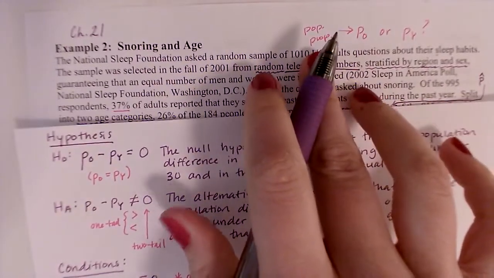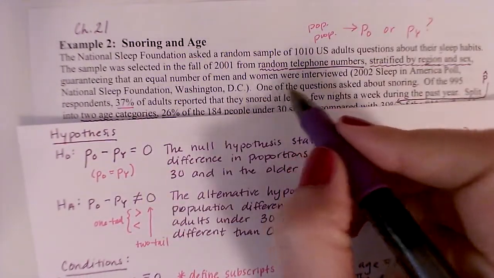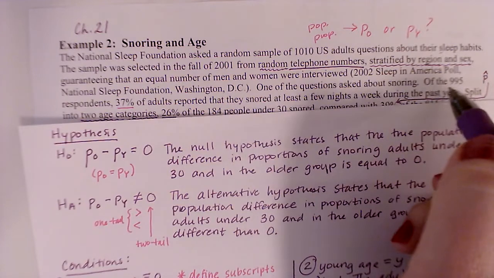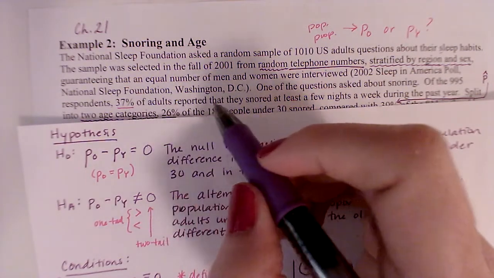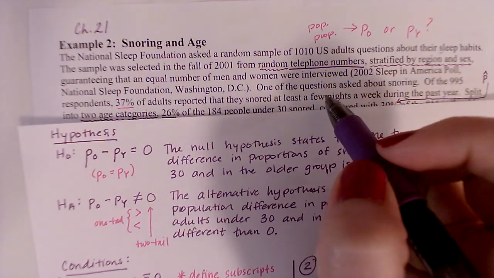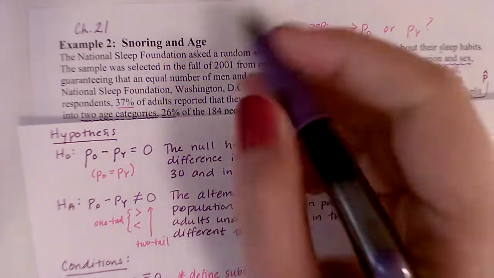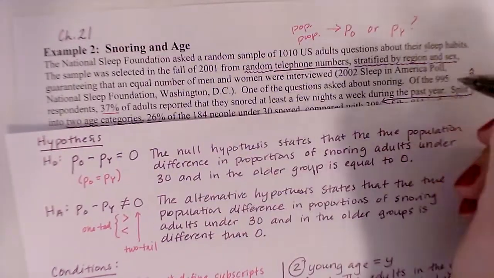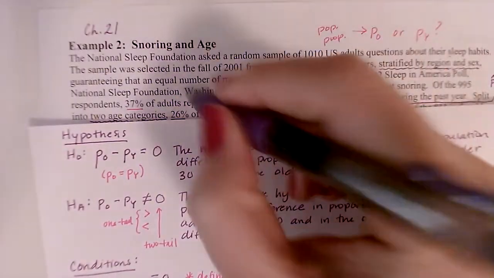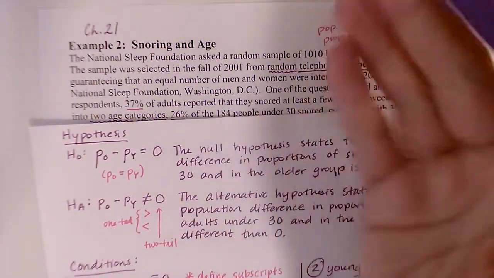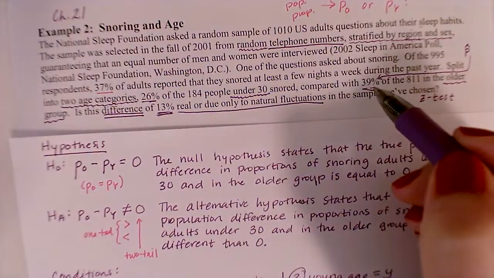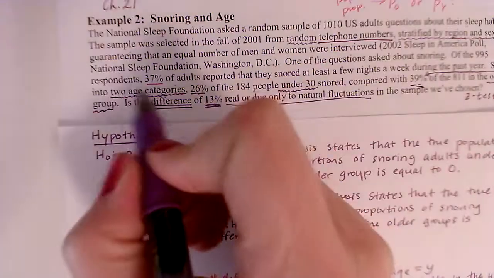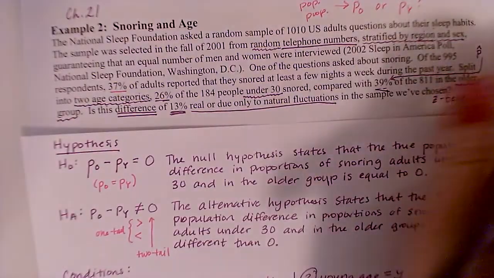The only population proportion I'm given here, it says one of the questions asked about snoring, of the 995 respondents, 37% reported that they snored. Okay, that's interesting, but even that has to do with a sample. So none of the percentages that were given in this problem refer to just the population. This percentage refers to this sample. This percentage refers to this sample.